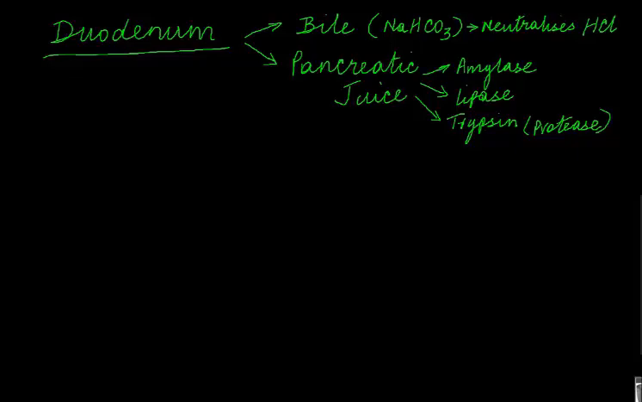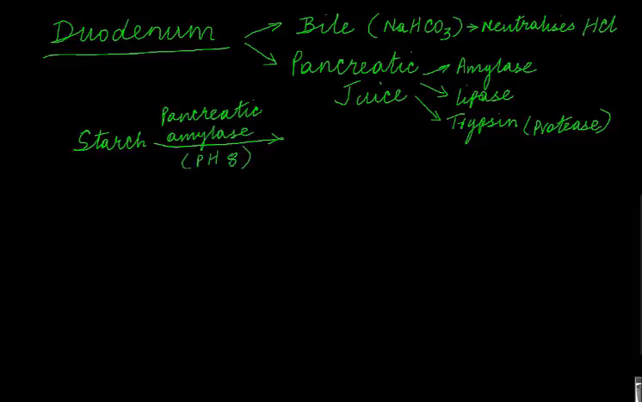Now, the same enzyme will act upon starch. Starch, which was not completely digested in the mouth and the esophagus, will now continue its digestion with the help of the enzyme pancreatic amylase at a pH of about 8 to 8.5, and it will change into maltose.